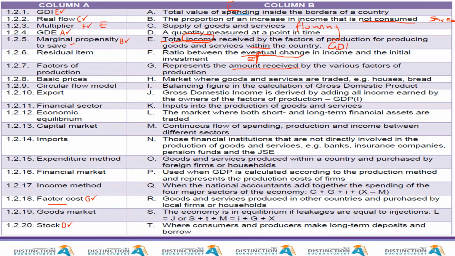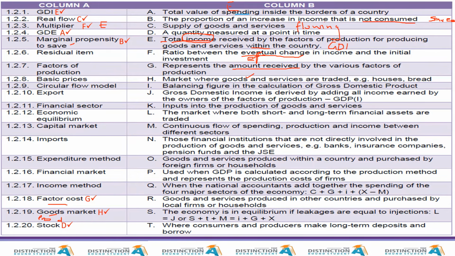Right, market where goods and services are traded. Come on, this one is easy. Are they traded on the factor market or on the product market? All right, we can also call it the goods market, but in other cases, look out for product market. Next one, market.